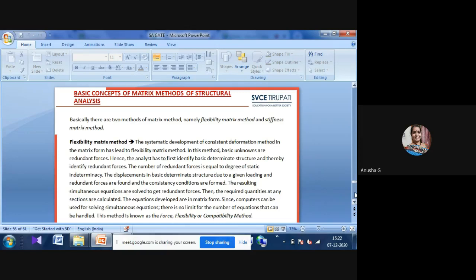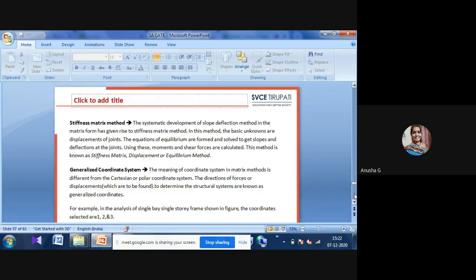First, we have to check. And then we find the equations to solve for the redundant forces. Then the required quantities at any section can be calculated by developing the matrix equation. For these matrix problems, once we solve 1 or 2 problems, then it will be easy for us. By using simultaneous equations, there is no limit to the number of equations that can be handled. The force, flexibility and compatibility method is used here.